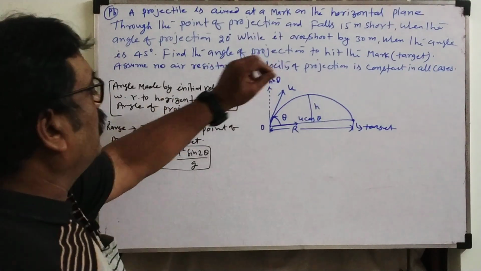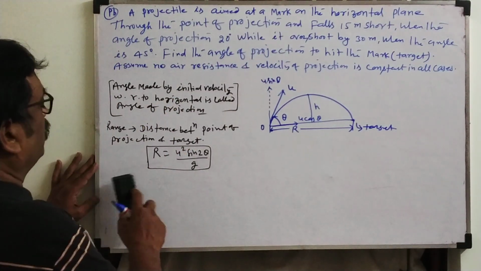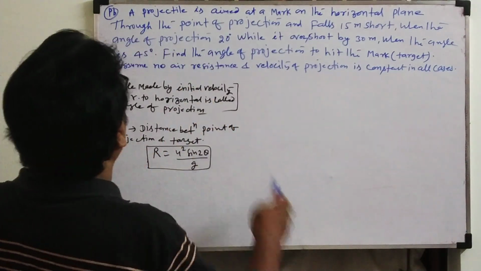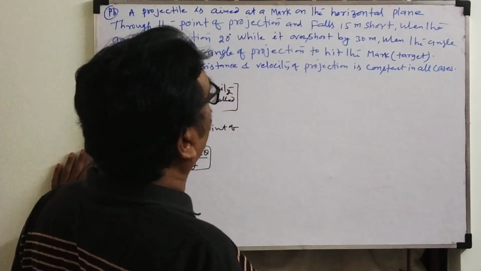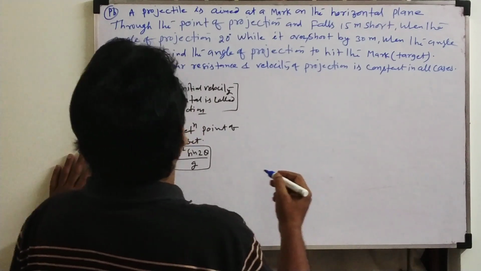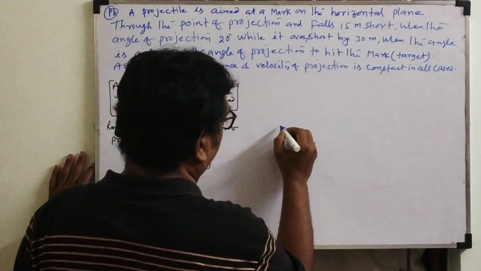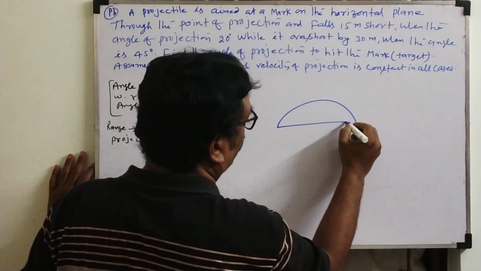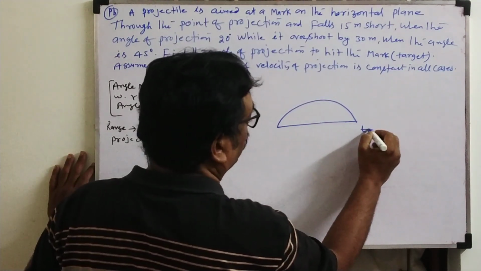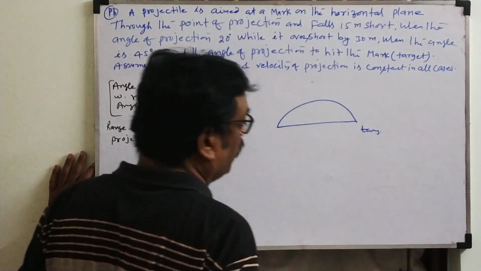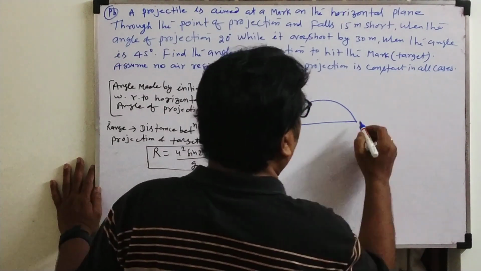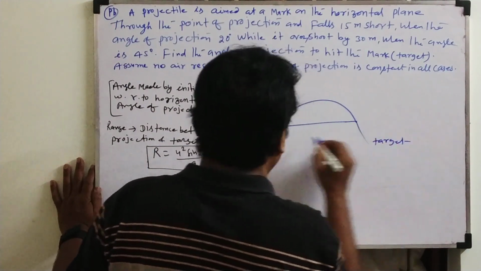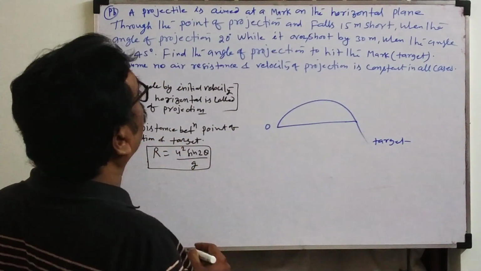Now I am going to solve the question. Keep this range formula here. Now see what they are asking. A projectile is aimed at a mark on the horizontal plane through the point of projection. O is the point of projection, and this mark is nothing but our target.